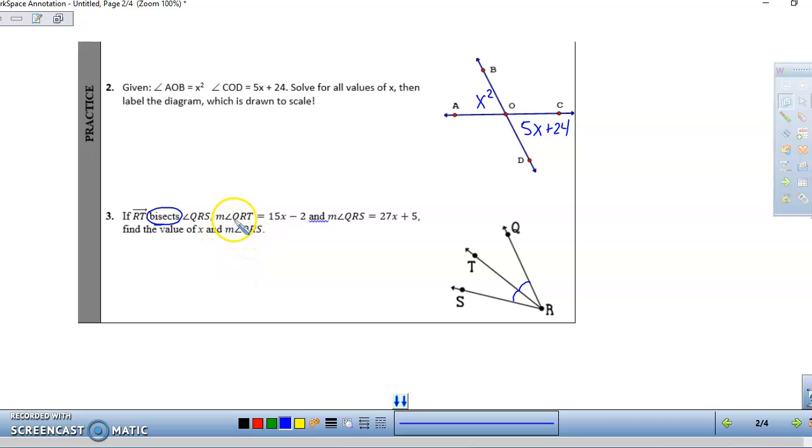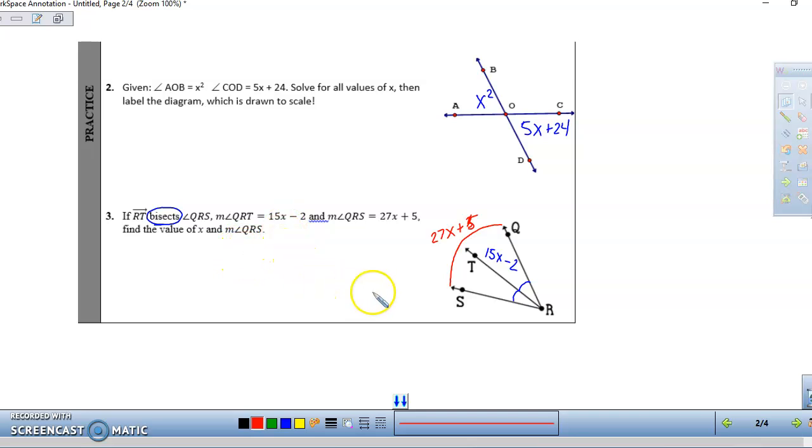Okay, then I'm going to continue on. So the measure of angle QRT is 15x minus 2. So let's write that in there. Okay, good. And then QRS. So this one's a little harder to mark. But QRS is the whole angle. So this question's a little bit harder, but QRS is that whole angle. So I know the whole angle is 27x plus 5.